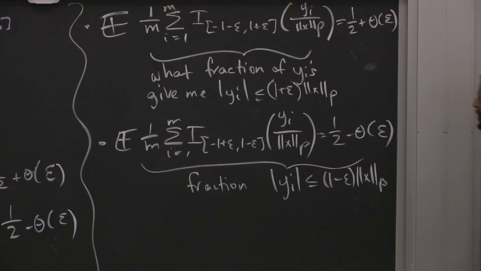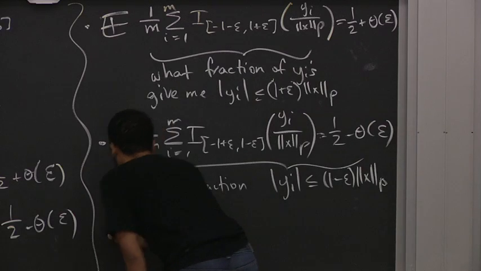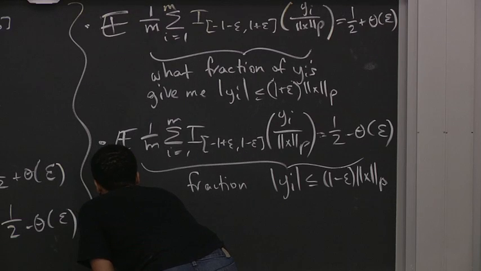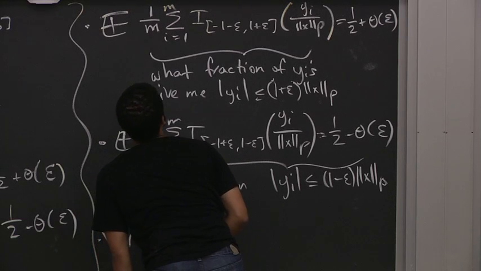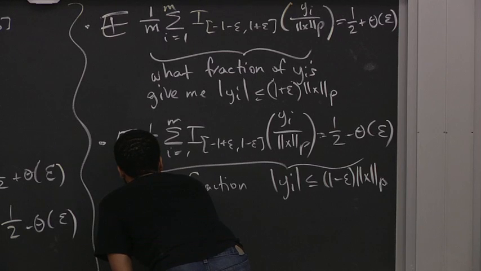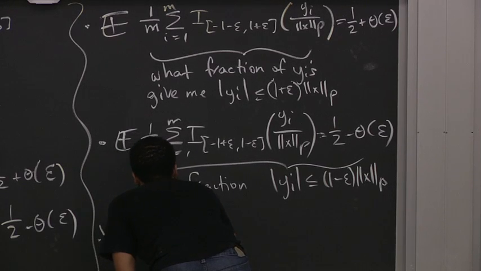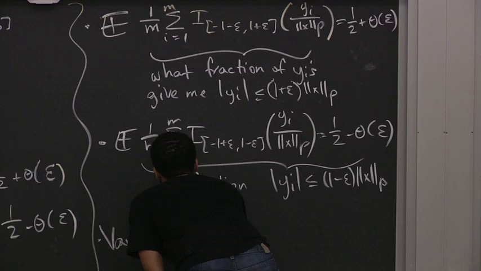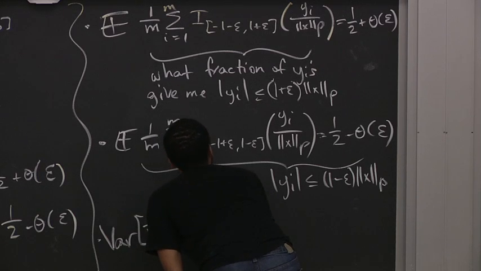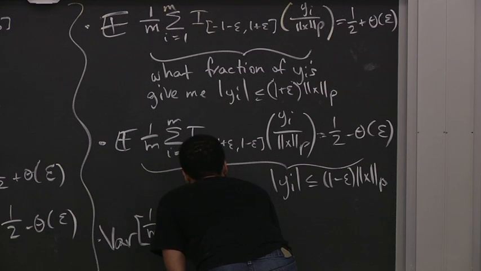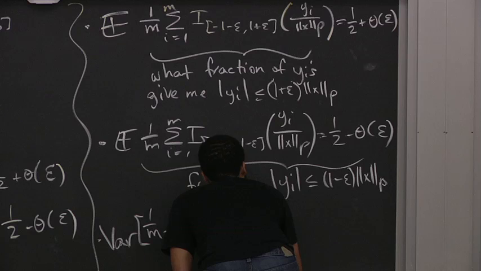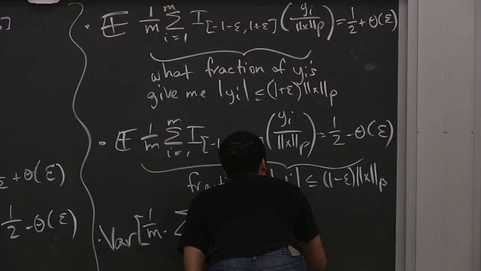Okay? Now, the variance of 1 over m times the sum over i of the indicator function of -1 minus epsilon, 1 plus epsilon, of yi over the LP norm.